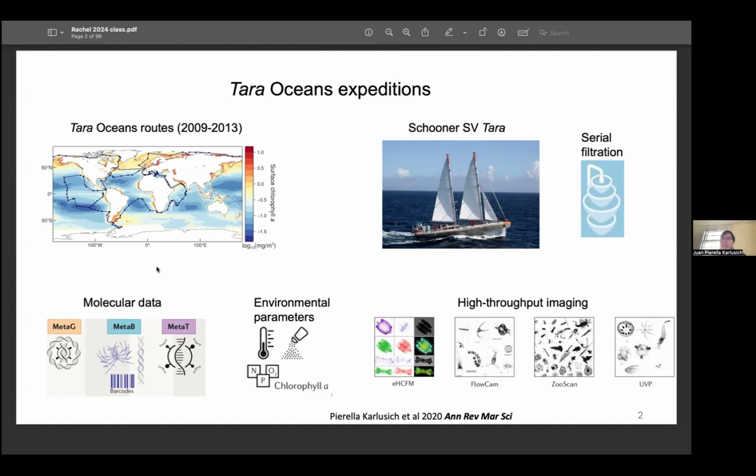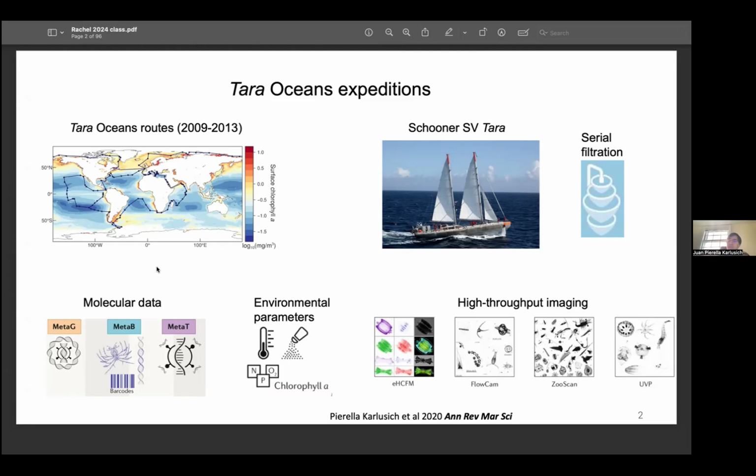The idea here is to use both molecular and imaging because they complement the information. With molecular data, we can detect very rare species, as well as those species that we don't know how they look, or that are very different, that have simple morphologies, so they are very difficult to classify according to the morphology.